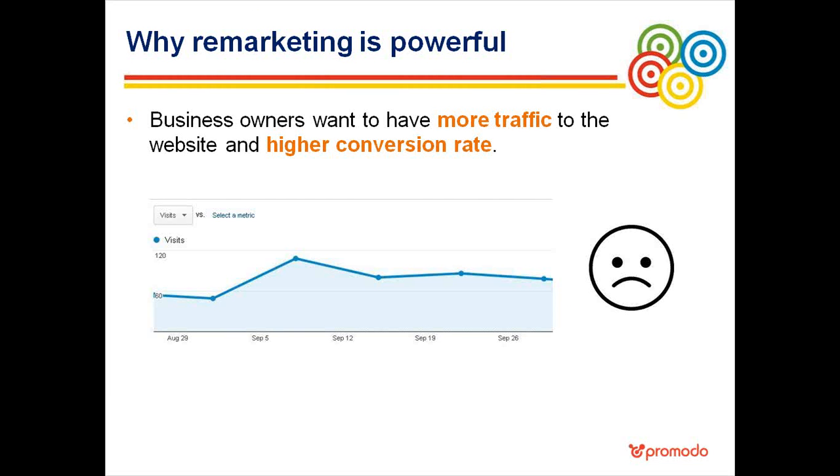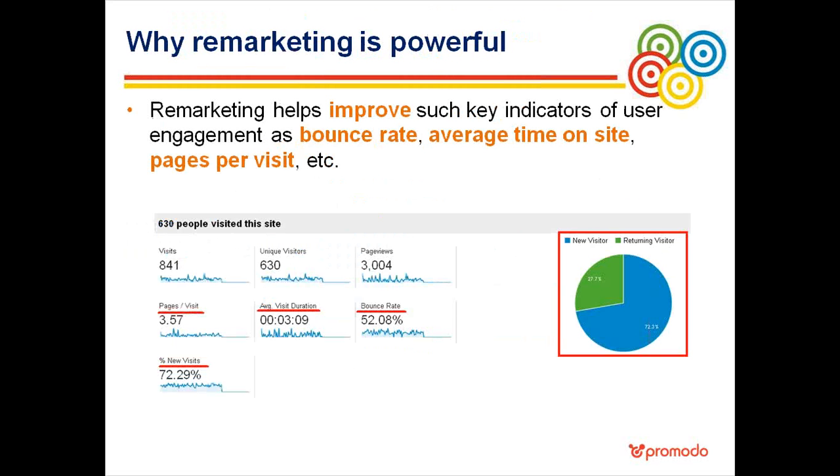So this is remarketing. Now, why is remarketing powerful for online businesses? Business owners are always interested in such key indicators of online business as more traffic and higher conversion rate. So how can it help you? If you set up remarketing and use it, it may help you to improve such key indicators of user engagement as bounce rate, average time on site, and pages per visit. Also, because you bring back the visitors who came to your website, you may see an increase in returning visitors.